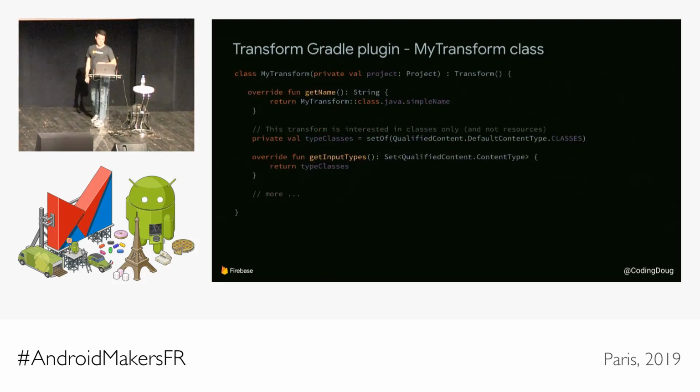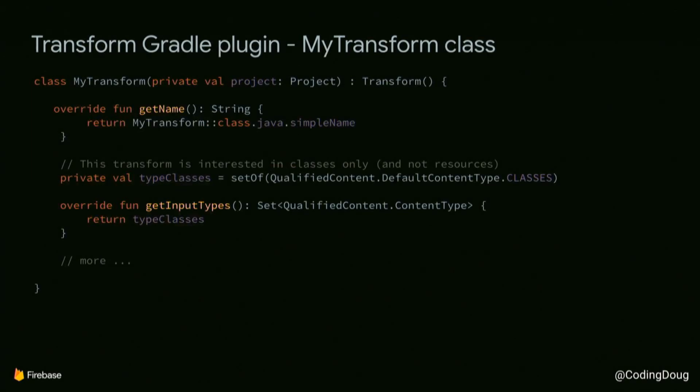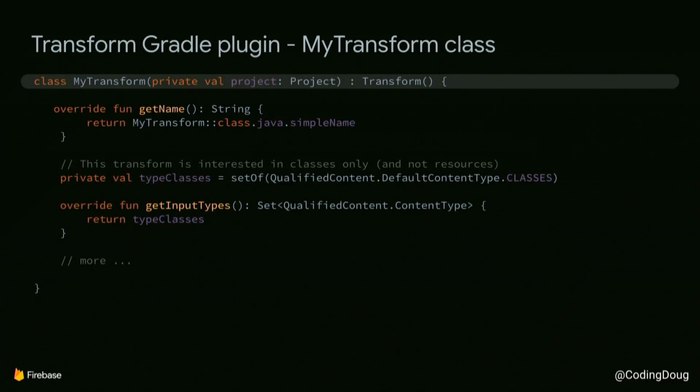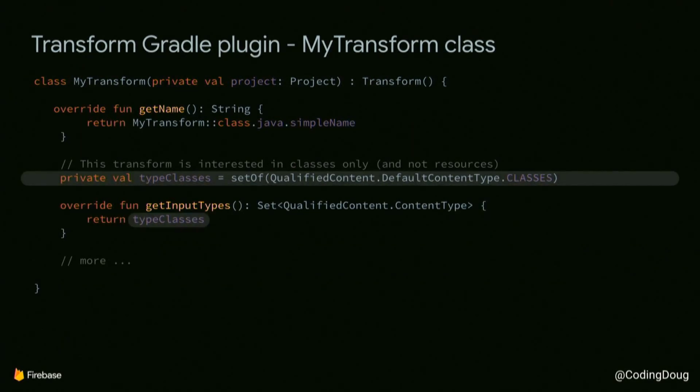The transform object looks like this. So the transform must declare its own name. It has to declare the types that it's interested in. So it also has to subclass transform. So when you subclass transform, now you have all these methods you have to override. So the first method is get input types.